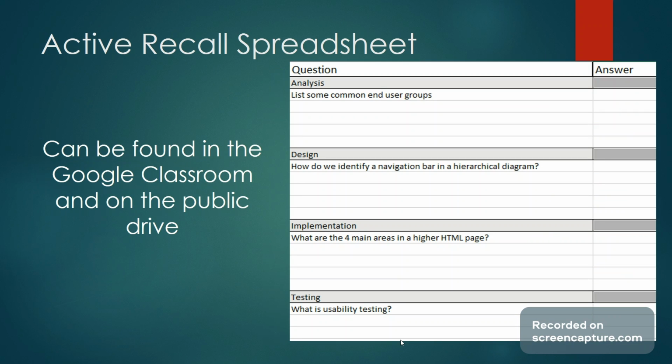Something we're promoting very heavily in computing science this year is the use of active recall spreadsheets. A base one can be found in the Google Classroom, of course, but an active recall spreadsheet is where students build their own questions, maybe taking from textbooks or slides, and put in their answers, and they use it as kind of like a digital flashcard, and they can use it to track their progress. So if they've got a question right, they can mark it as green. They kind of got it right, yellow. They got it totally wrong, red.